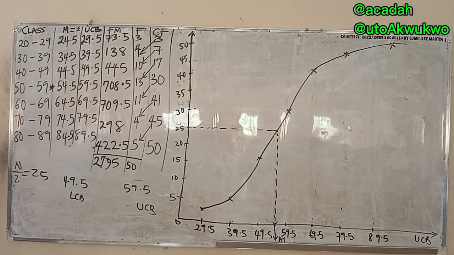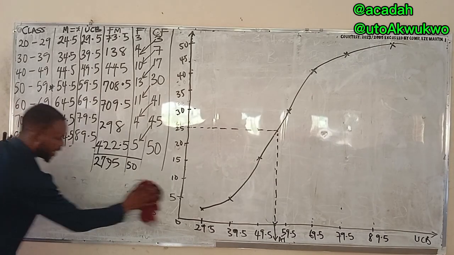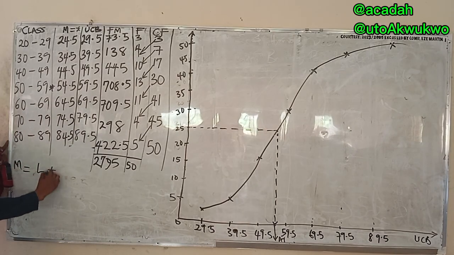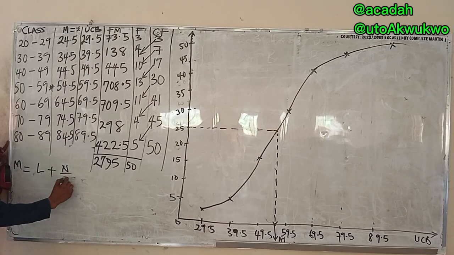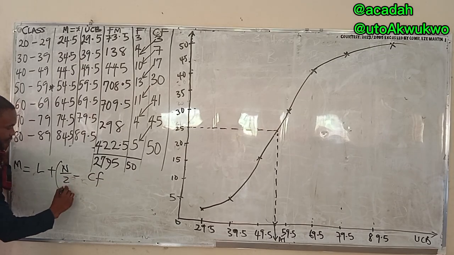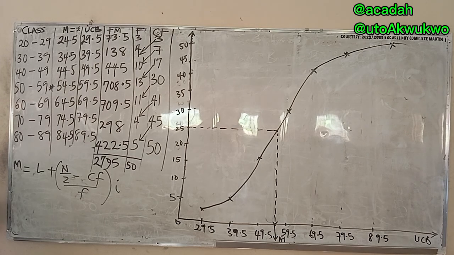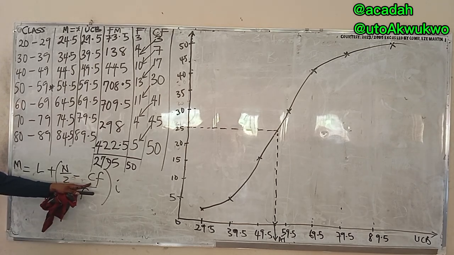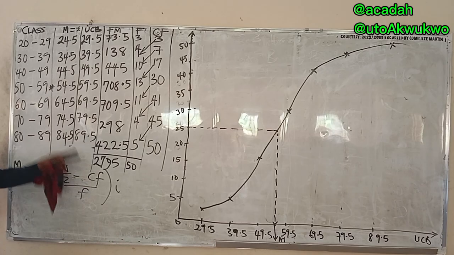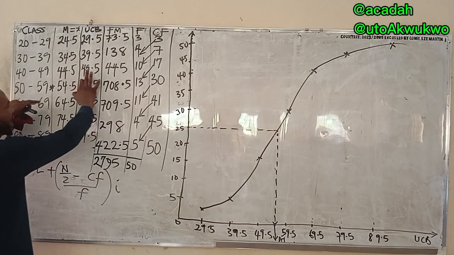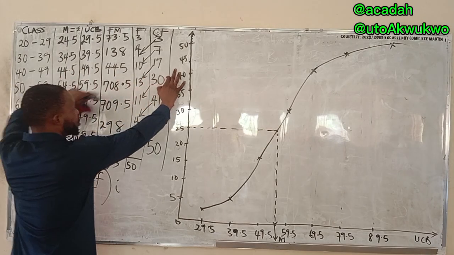So I'll mark it out. The reason for noting it is that I can now say, using this formula, M equals L plus (N over 2 minus CF) over F times interval. This cumulative frequency here is actually the cumulative frequency of the class before the median class. And notice, before this median class, what is the cumulative frequency?